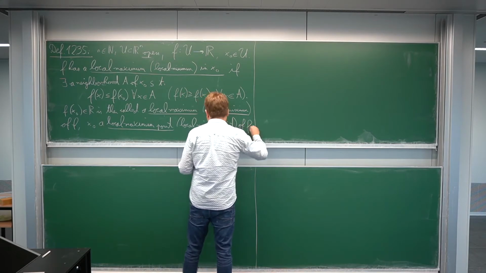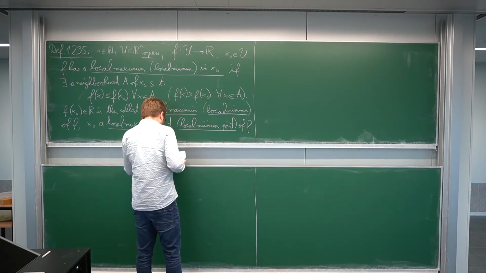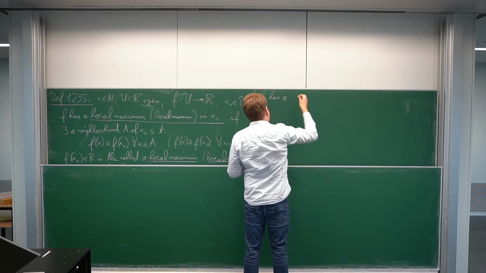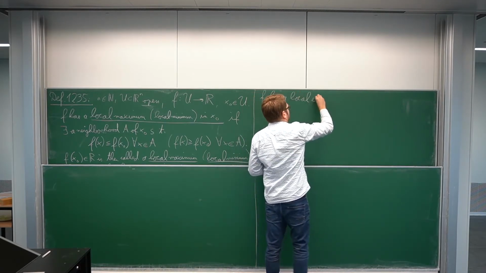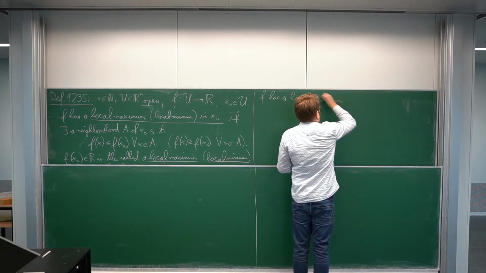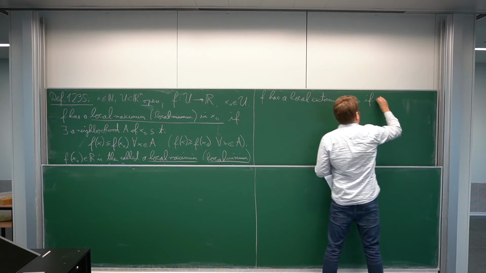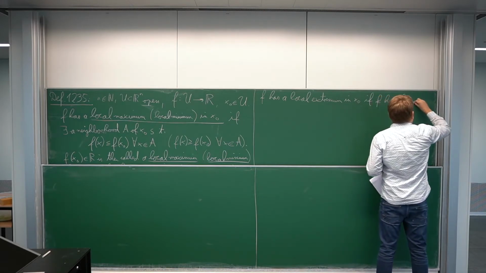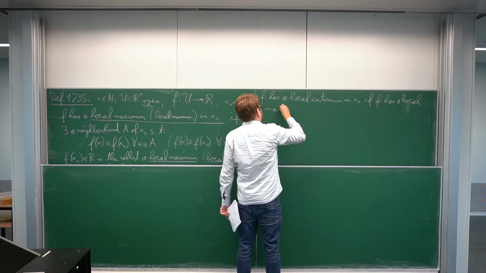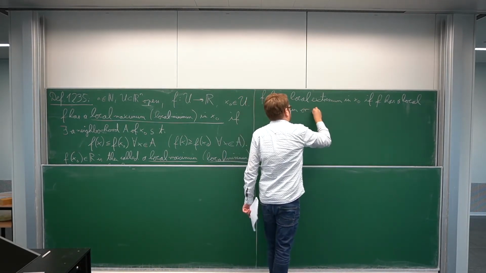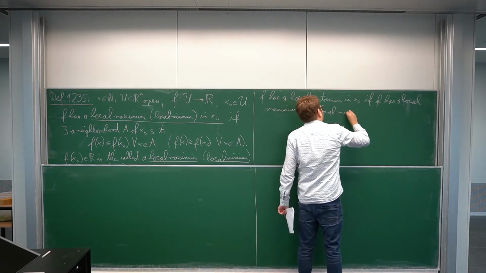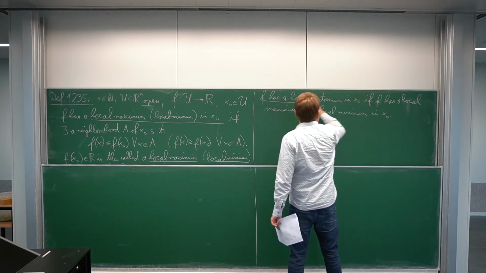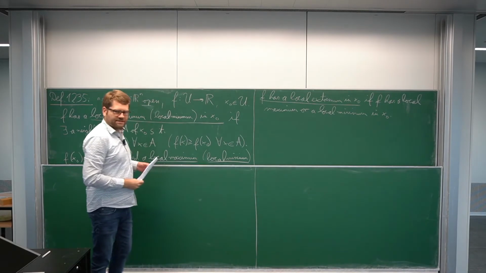Of f. Okay. And we say that f has, just to summarize both cases, a local extremum in x0 if just one of the two cases holds, if f has a local maximum or a local minimum in x0. Okay, a lot of terminology, but nothing very exciting.